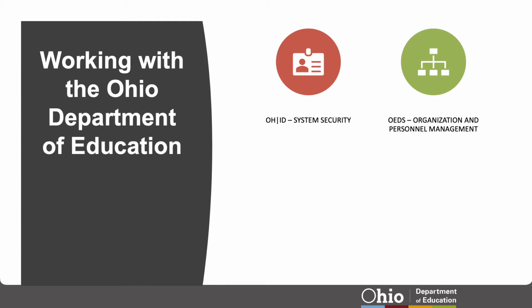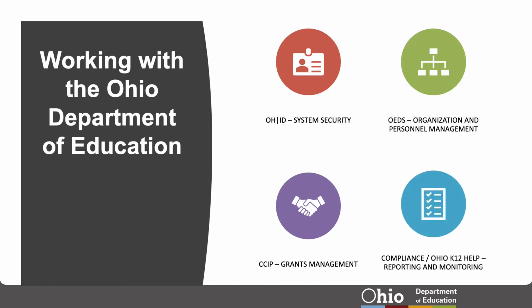The department utilizes a series of systems to manage grants to schools and other outside organizations. OHID is the state's security portal. It provides secure system authentication and authorization, allowing access to individual systems. OEDS, the Ohio Education Directory System, is used by the department to manage organization and associated personnel data. The CCIP is used to manage grants from application entry and scoring through award, reimbursement, and final expenditures.